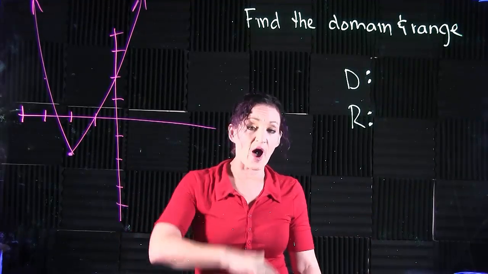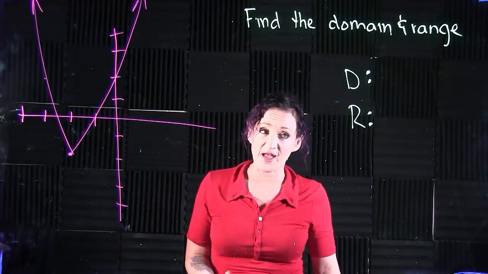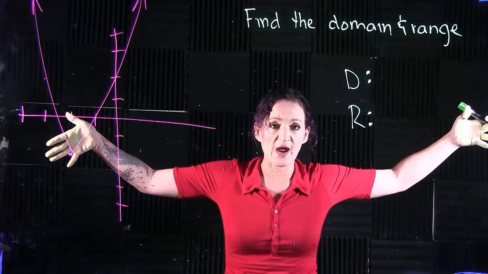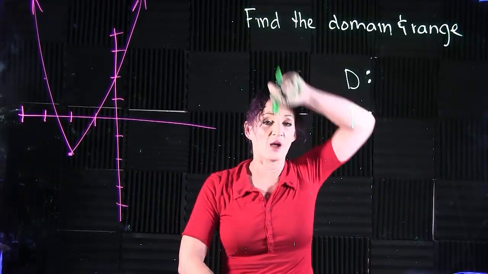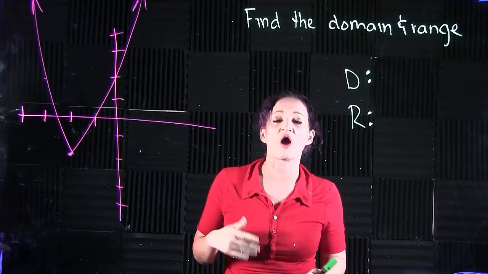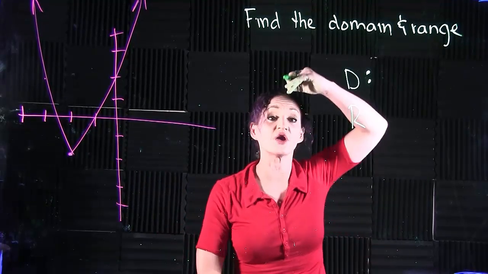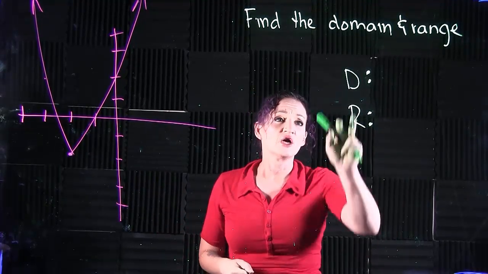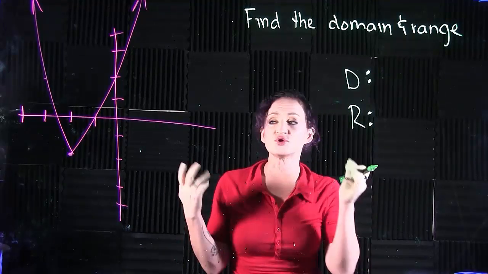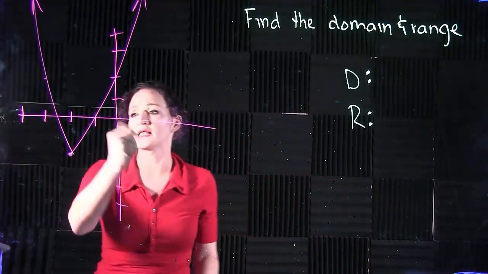Range is just from bottom to top. It's the span of all your y values. So domain left to right, range bottom to top. You're essentially boxing your graph in. Our graph is from here to here and from here to here is what we're stipulating. So when we do domain, we always do left to right. All right, scan left to right.